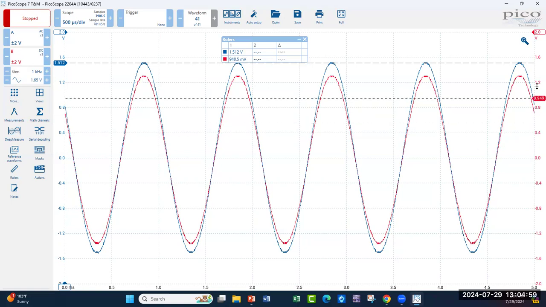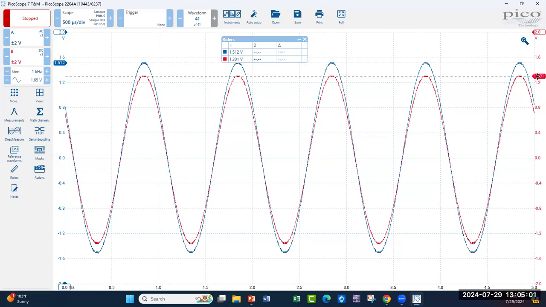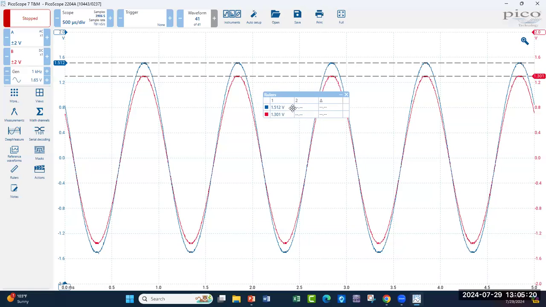Let's go ahead and move this up and see what we have here. This is reading at 1.301 volts peak according to this. Same scale, 2 volt scale for both A and B. And my rulers are showing, and I can move the ruler around anywhere that I want. I just happen to have planted it up there. I can move it over to here, let it go.